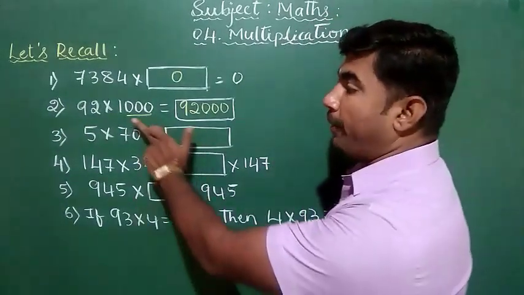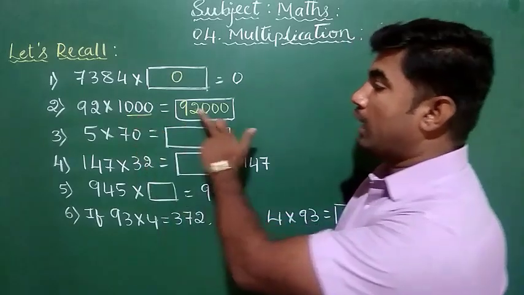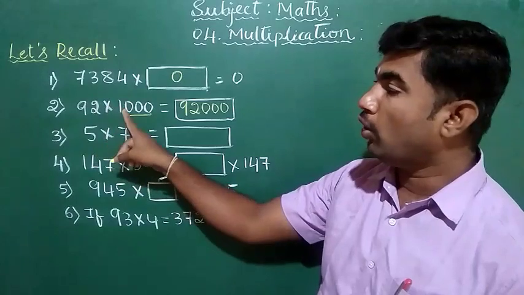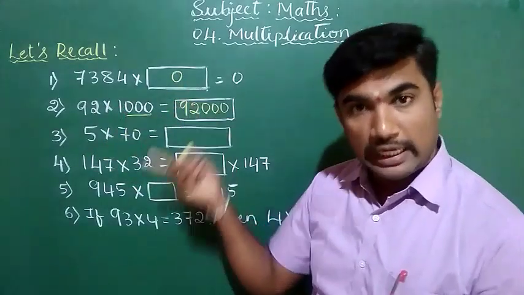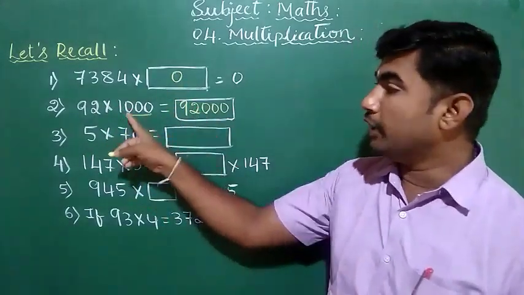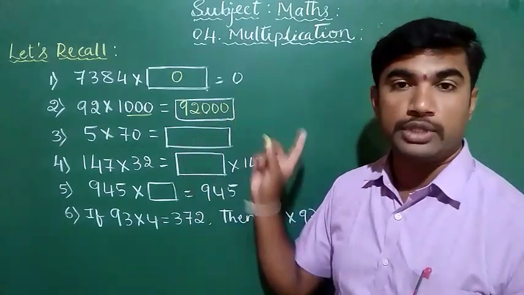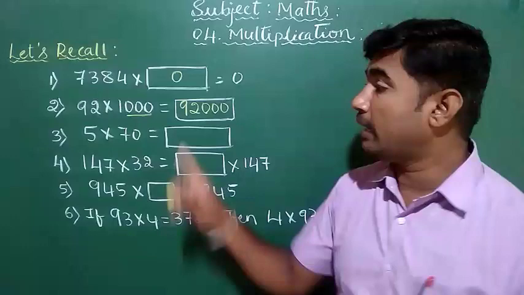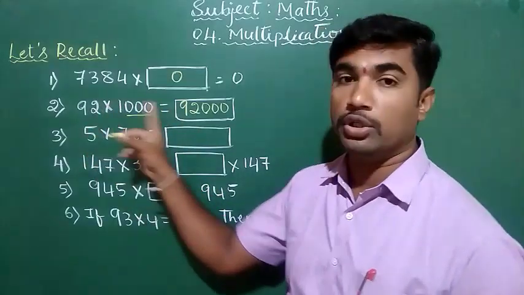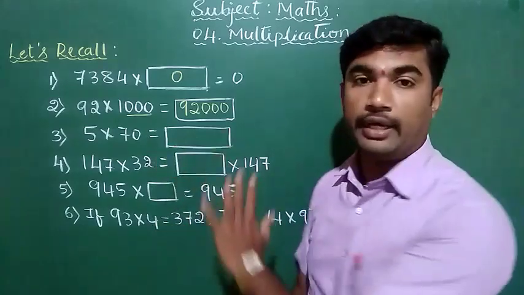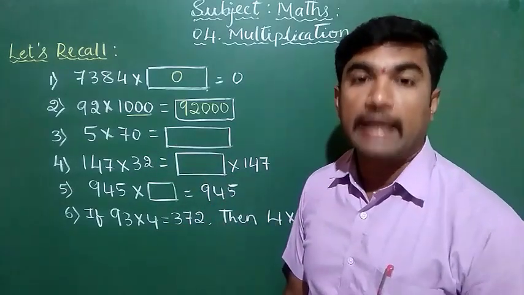How many zeros are there here? 3 zeros, so I wrote here 3 zeros. Before that, 92 into 1, 92 ones are 92. So 92 and 3 zeros. The product is 92,000. No need to multiply single digits, 0 into 2, 0 into 9, 0 into 2 again. We get the direct answer and save our time.